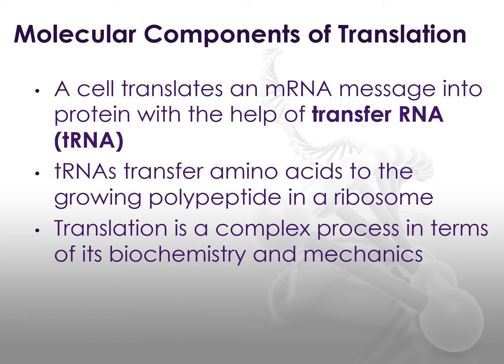Now, the components of translation involve several different types of RNAs. The cell is going to translate a code that's in the messenger RNA, so, of course, messenger RNA is involved. This code is going to be used to generate a protein, and this is done with the help of what's called transfer RNA, or tRNA. Transfer RNAs have amino acids attached to them, so they're going to transfer the amino acids to the growing polypeptide, which is occurring at the ribosome.